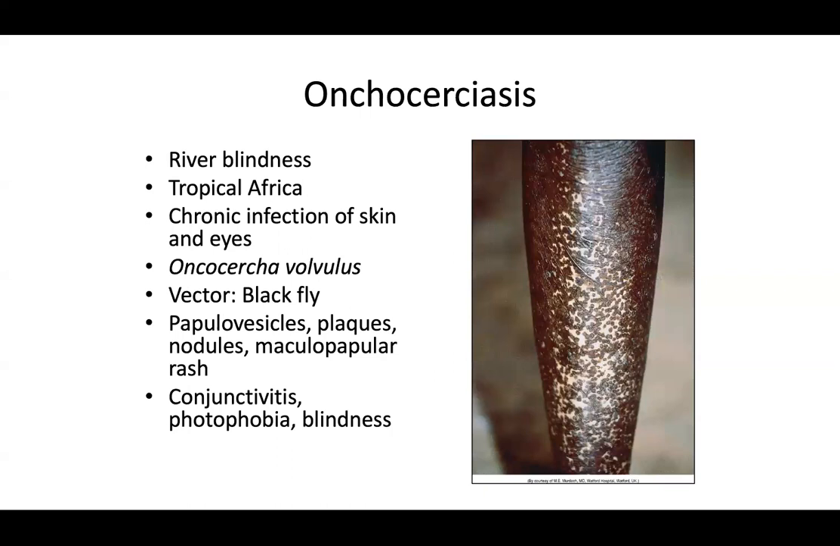Onchocerciasis, also known as river blindness, can occur in tropical Africa. It can lead to chronic infection of the skin and the eyes. The culprit is Onchocerca volvulus. The vector is the black fly. Clinically, you see papulovesicles, plaques, nodules, maculopapular rash. When we say maculopapular rash, what we're referring to are macules and papules within the eruption. This can lead to conjunctivitis, photophobia, and blindness.